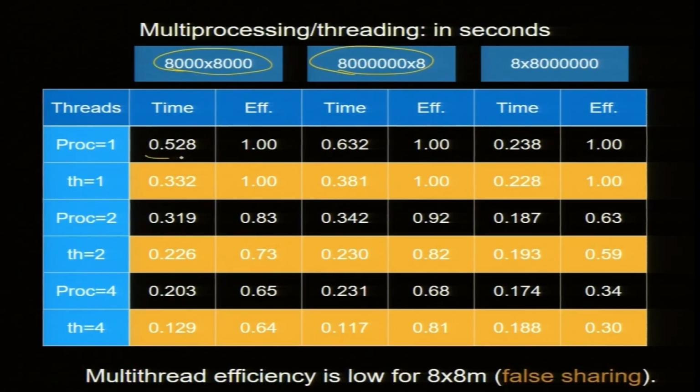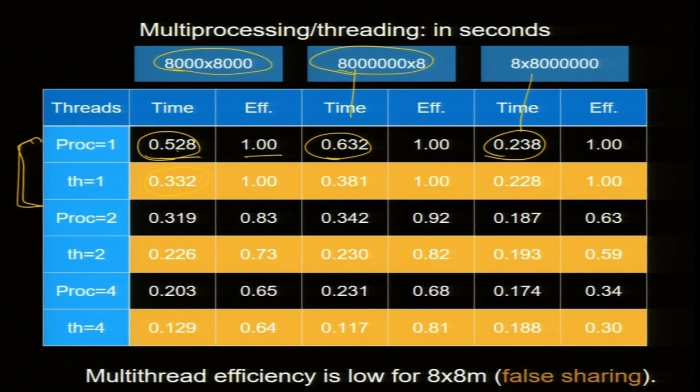So, these are the numbers for process. With one process I get this many seconds; for this data I get this, for this data I get this. Okay. So, 8 by 8 million is good with one process. With threads, in fact, thread is doing better, 0.332 compared to 0.528 with one process. Right now it is not parallel programming, this is sequential, but I am using the same code with a single thread or single process. With the process, you need to use the earlier code, the Wednesday class.